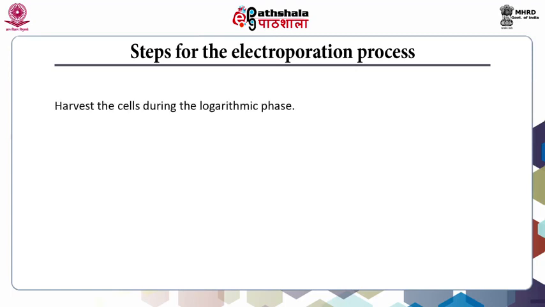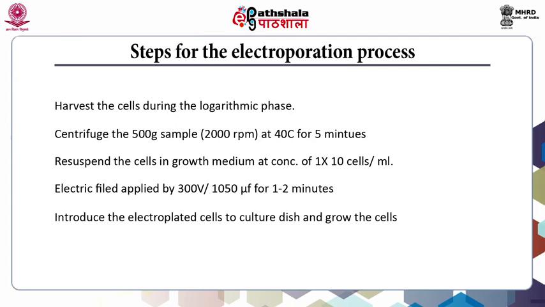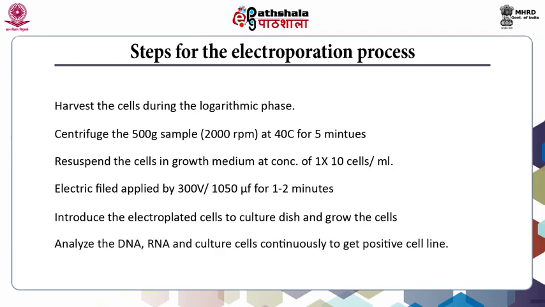First, harvest the cells during the logarithmic phase. Thereafter, centrifuge the sample at 40 degrees centigrade for 5 minutes. Resuspend the cells in growth medium at the concentration of 1:10 cells per ml. Thereafter, an electric field is applied for 1 to 2 minutes and then introduce the electroporated cells to a culture dish and grow the cells. The next step is to analyze the DNA, RNA and culture cells continuously to get positive cell lines.